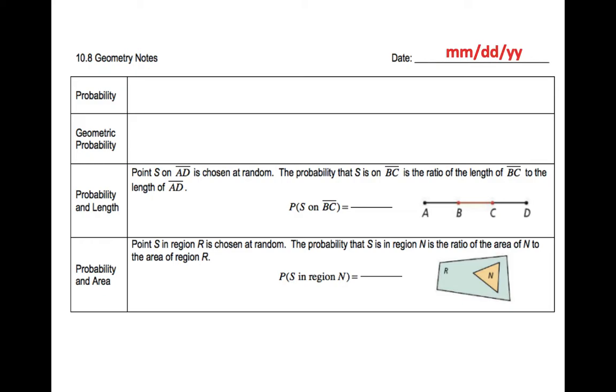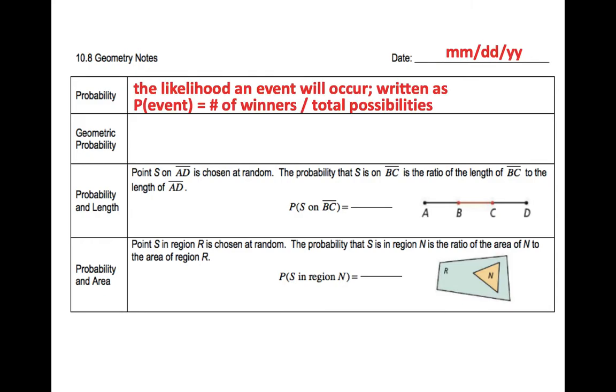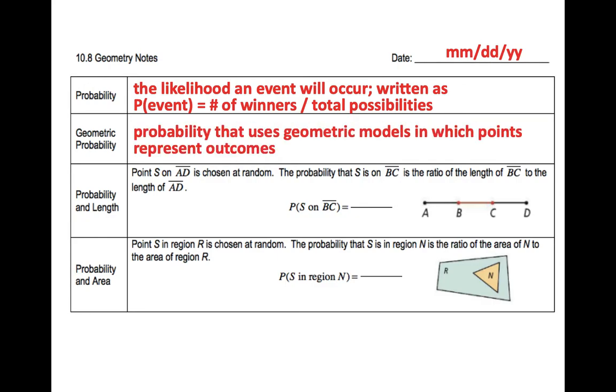So first we're going to put the date in our notes. The probability is the likelihood that an event will occur. It's written as P, or probability of the event, equals the number of winners, or what you're looking for, over the total number of possibilities. And geometric probability is probability that uses geometric models in which points represent outcomes.